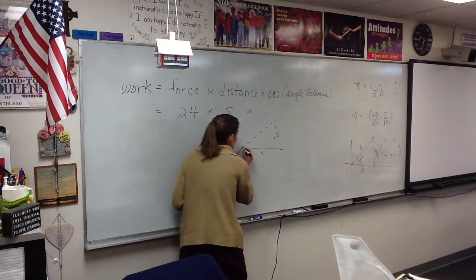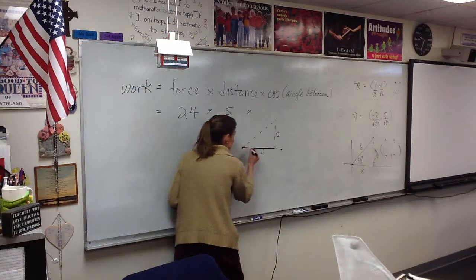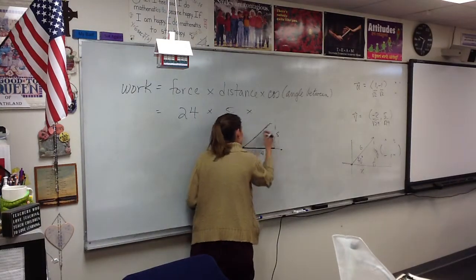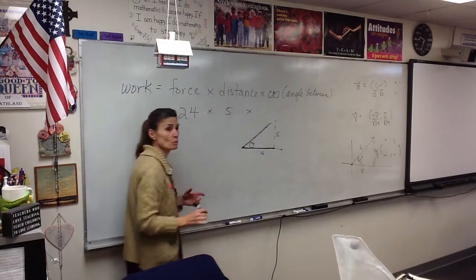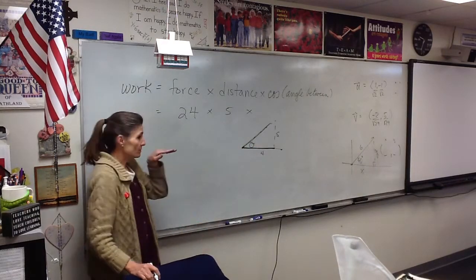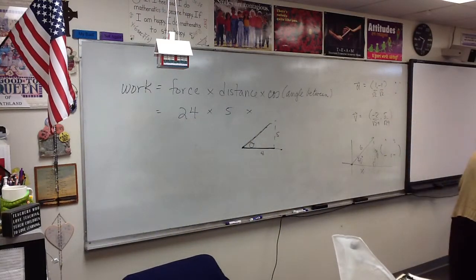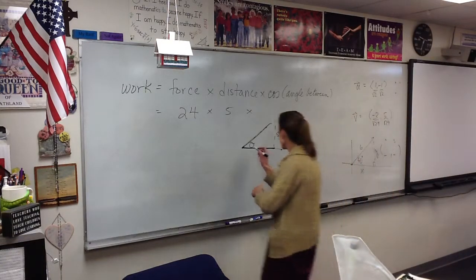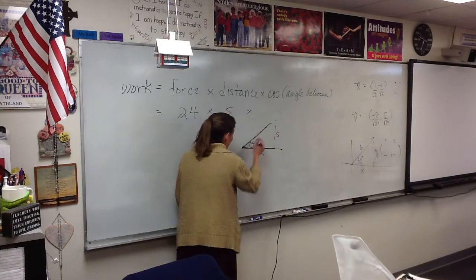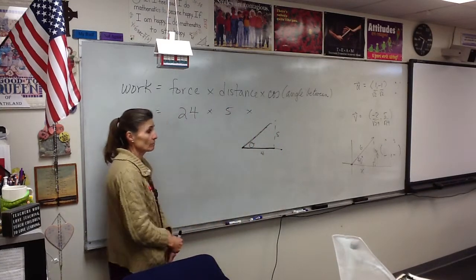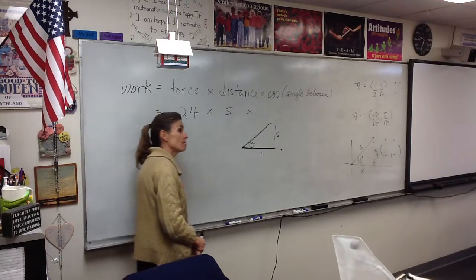Now, this is the distance, and this is the force. This is the angle in between them. The object is being moved horizontally. It's like me pushing this chair. This chair is going to go across the floor, right? It's going to go horizontally, but the force coming through my arm is acting at an angle. We need to know the angle in between the force and the distance.